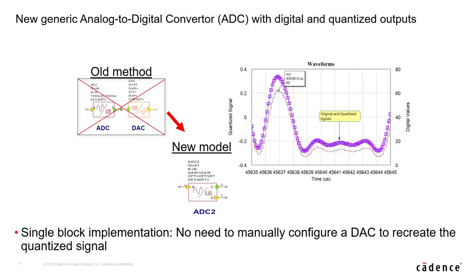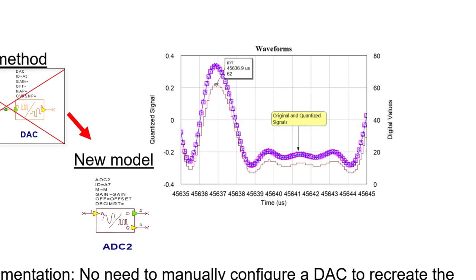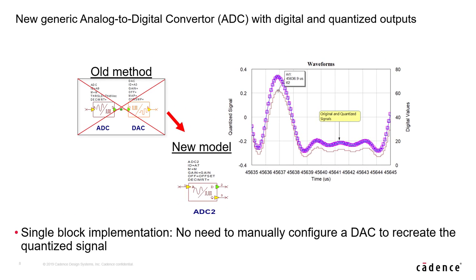A new generic analog to digital converter has been added to VSS. In effect, the new block allows one to look at a quantized analog waveform that is properly scaled relative to the number of bits, and of course the digital output values can be monitored as well. In previous versions, it required several steps, inclusive of 2 models, to achieve what this new A to D converter does with 1 model or 1 block. The name of the new model or block is ADC2.